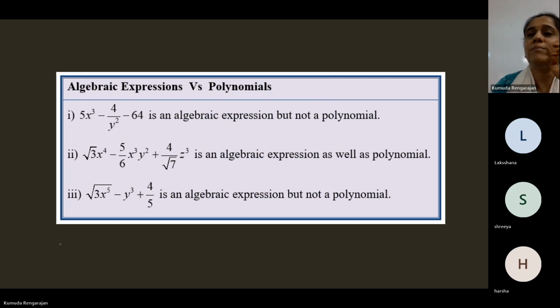So a polynomial with one non-zero term is a monomial. A polynomial with two non-zero terms is a binomial. A polynomial with three non-zero terms is a trinomial. A polynomial with four non-zero terms is a quadrinomial. So monomial, binomial, trinomial, quadrinomial are the different types of polynomials based on the number of terms. One term, two terms, three terms, four terms.